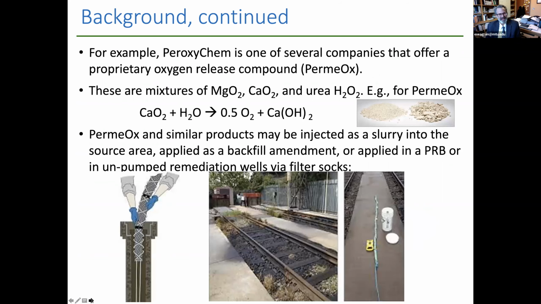Anyway, so oxygen, like we talked about early on, is one of the key requirements for aerobic biodegradation. And so a number of companies have developed materials that we could put into a PRB or an unpumped well to release oxygen in the subsurface and stimulate aerobic degradation of petroleum hydrocarbons or other compounds of interest that are degraded aerobically. I give you an example here.